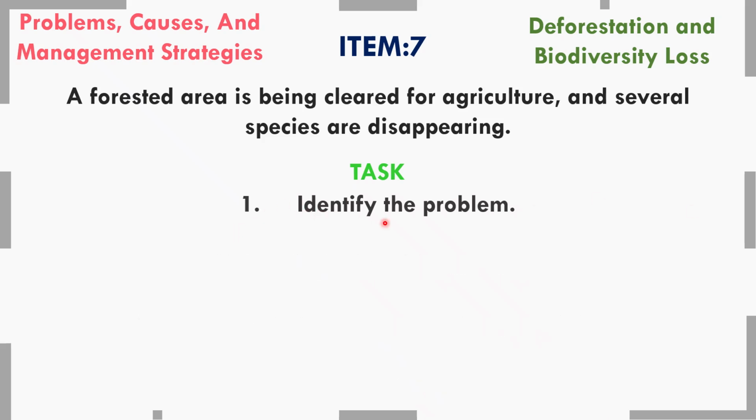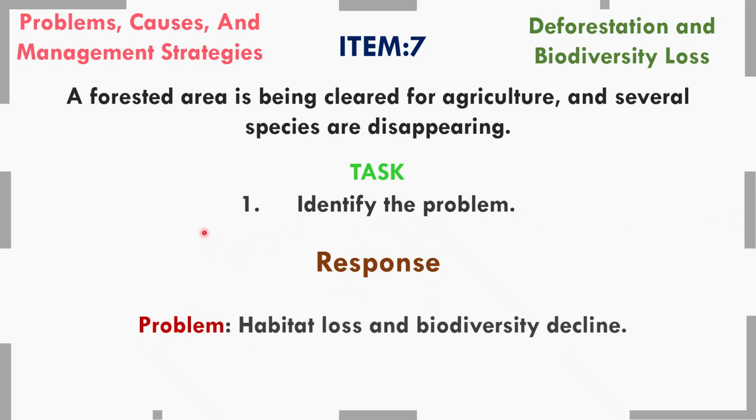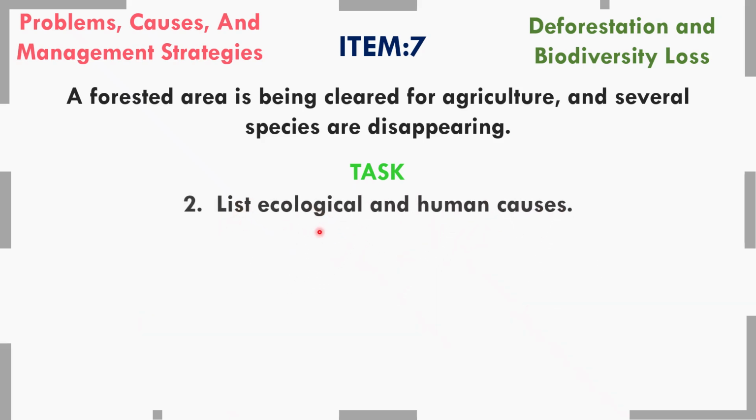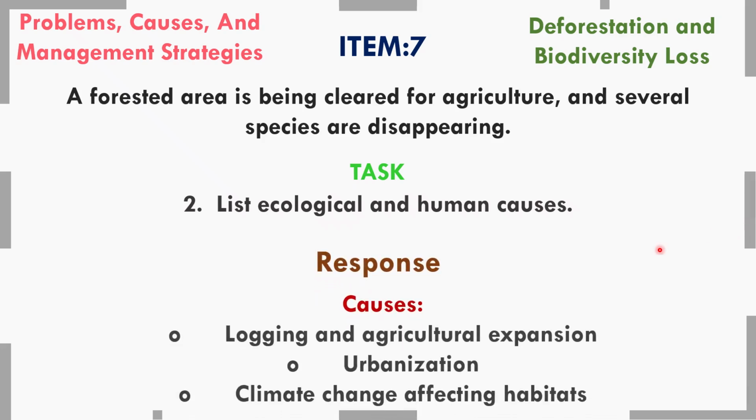We can start with identifying the problem. The problem is habitat loss and biodiversity decline. List ecological and human causes. The causes: there is logging and agricultural expansion, urbanization, climate change affecting habitats.